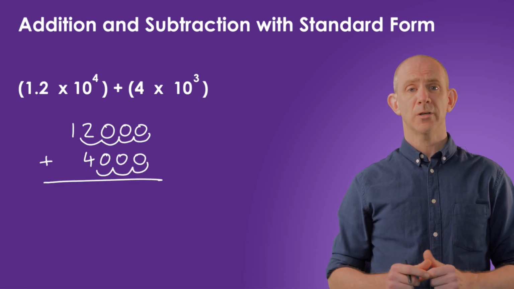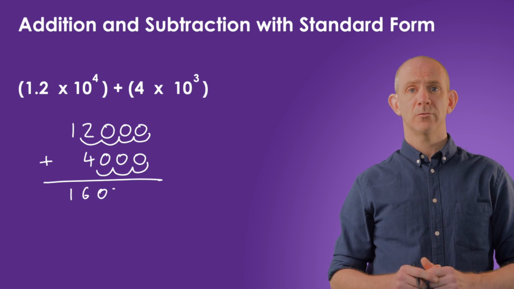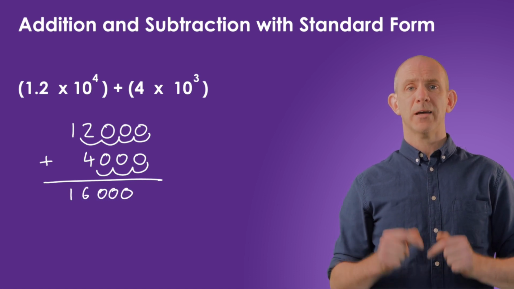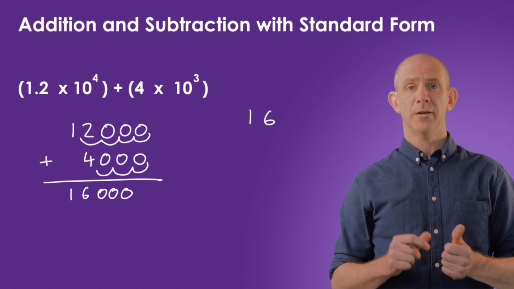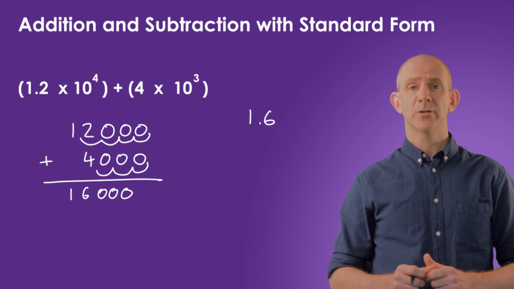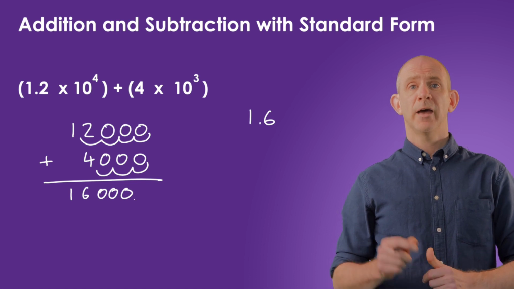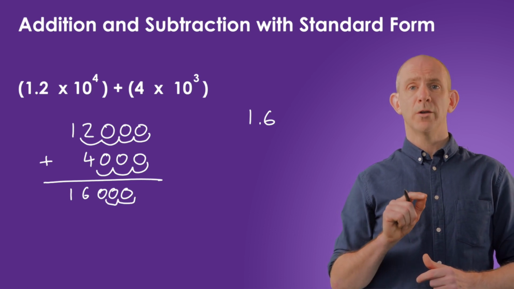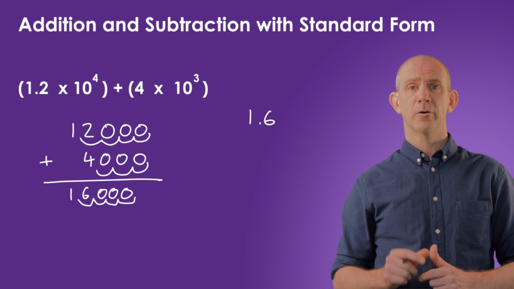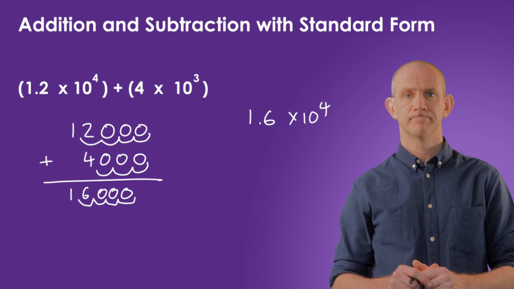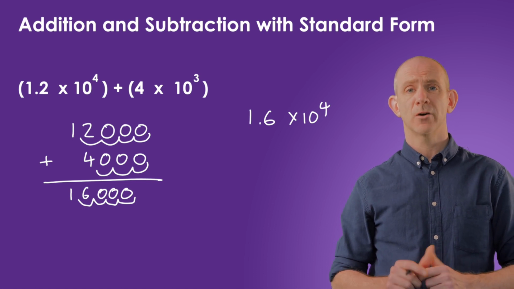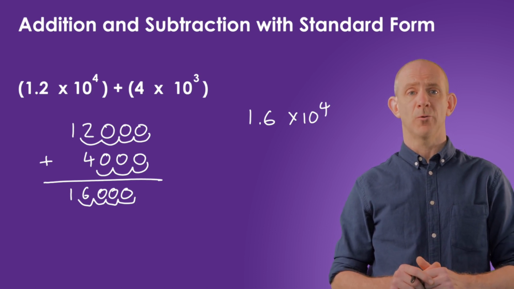If we add those two together, we get 16,000, and we can then convert it back into standard form by using the first two digits that we come to, which is 1 and 6. We place a decimal point after the first digit, and then we see we can go 1, 2, 3, 4 decimal places, so it's times 10 to the power of 4. So this gives us the answer of 1.6 times 10 to the power of 4.